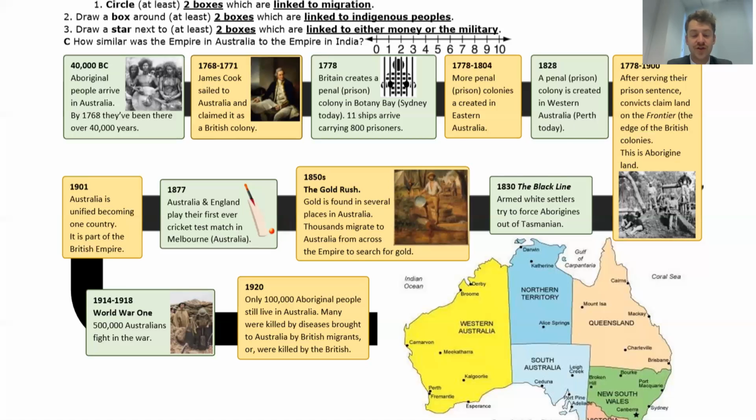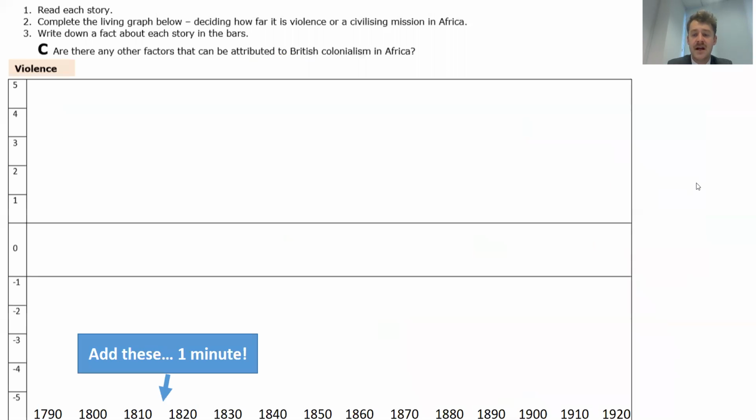Okay, guys, so we're going to move on to our next section. And again, we're going to be looking at some stories, except it's going to look slightly different this time. This time, I've given you what we call a living graph, which is a graph over time. And the graph shows us +5 to -5. And I'm going to go through that.